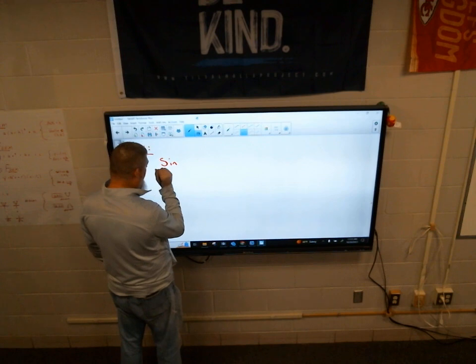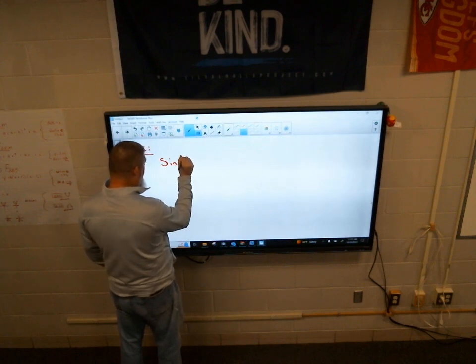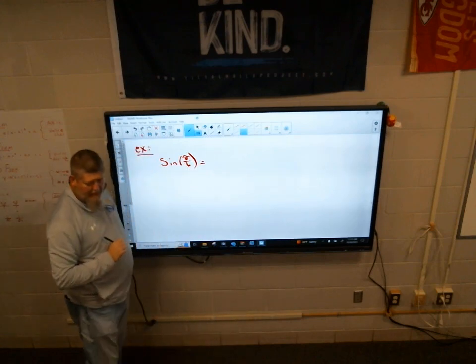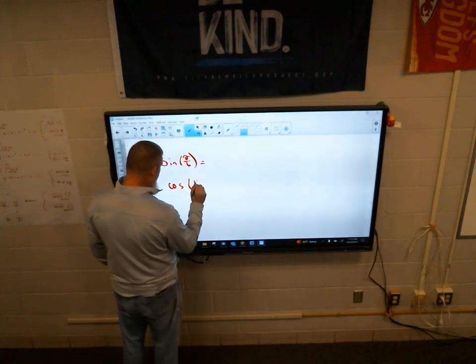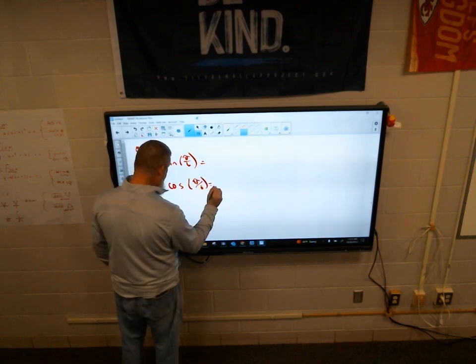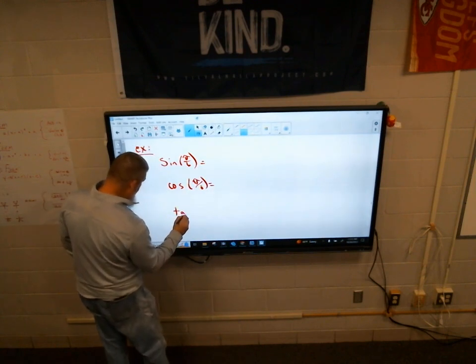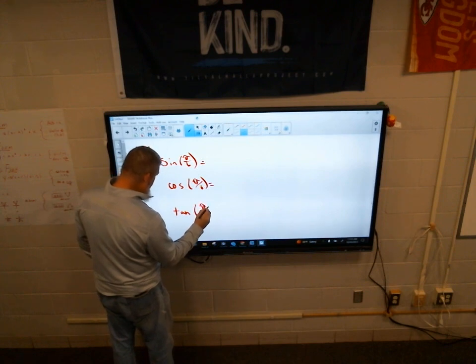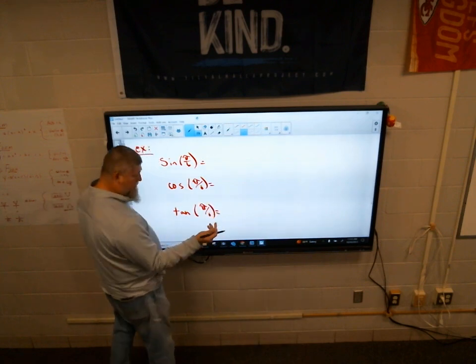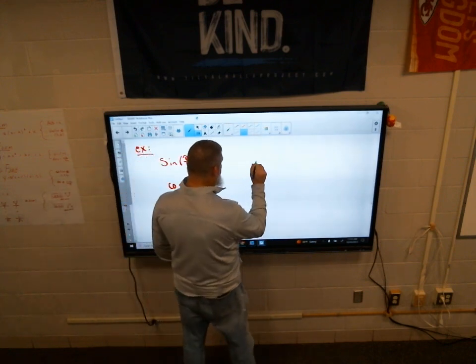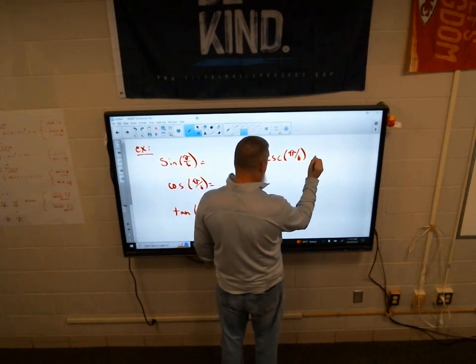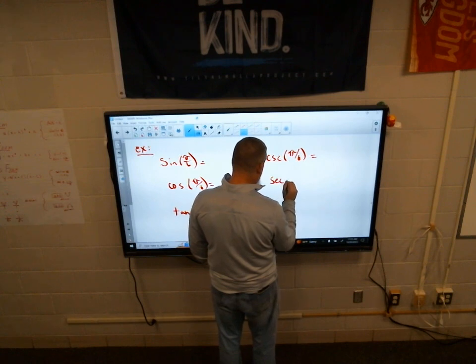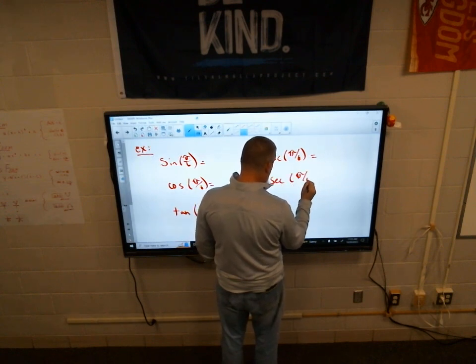of, and let's pick pi over 6. I'd like for you to find every trig function of pi over 6. Calculate the sine and the cosine from the unit circle, so you've got those. But then find the cosecant, the secant, tangent, and cotangent.